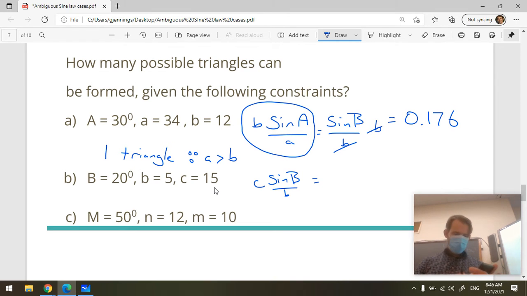So I go 15 divided by 5 equals 3, and then I'm going to multiply that by the sine of 20, and that gives me 1.02. So here I have a number which is greater than 1. So how many triangles can we make here? Dave? Yeah, we can't make any triangles. This is an impossible situation. No triangles.